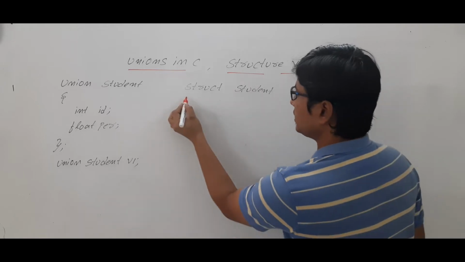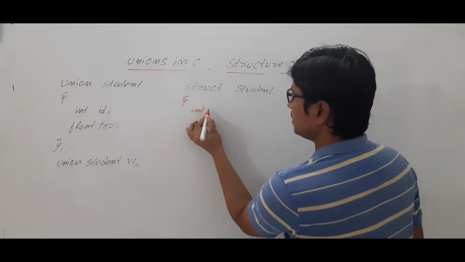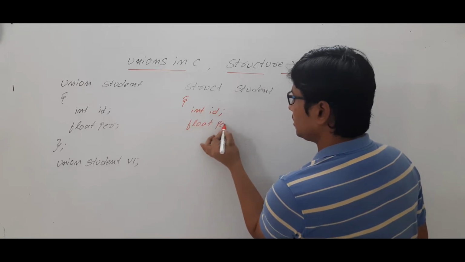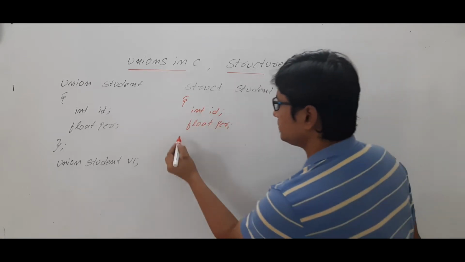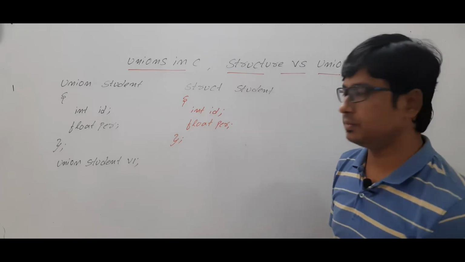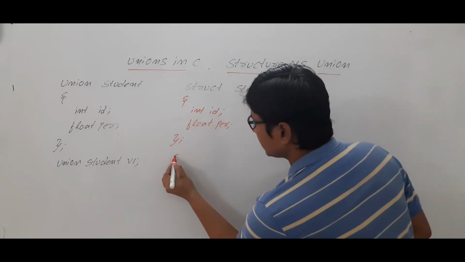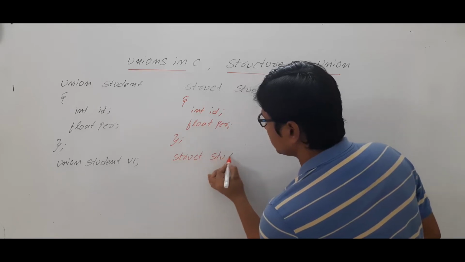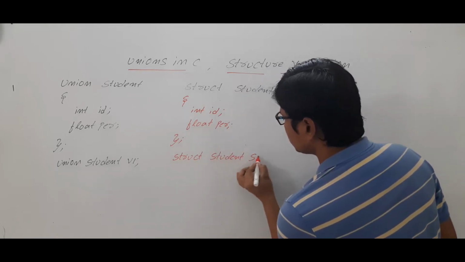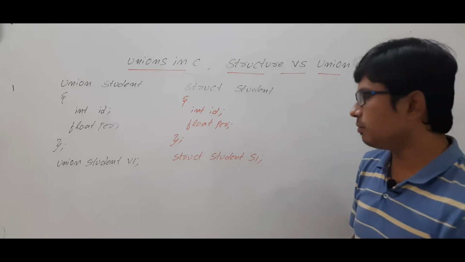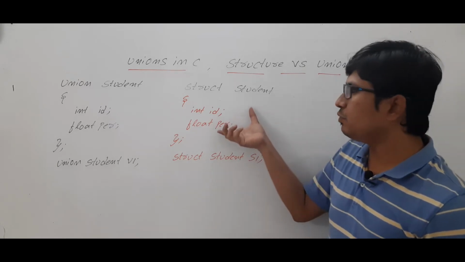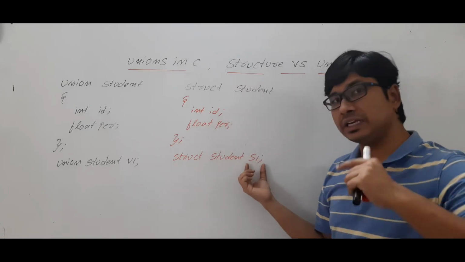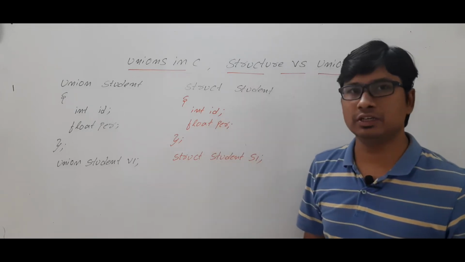Then I am writing the members as int id, float per. Are you able to understand it or not? And then I am closing the curly braces. If I declare a variable called v1 which is a struct student, or s1, let's take that, then only the memory allocation will happen. When we define a structure, the memory allocation will not happen. Once you declare the variable, then only memory allocation will happen.